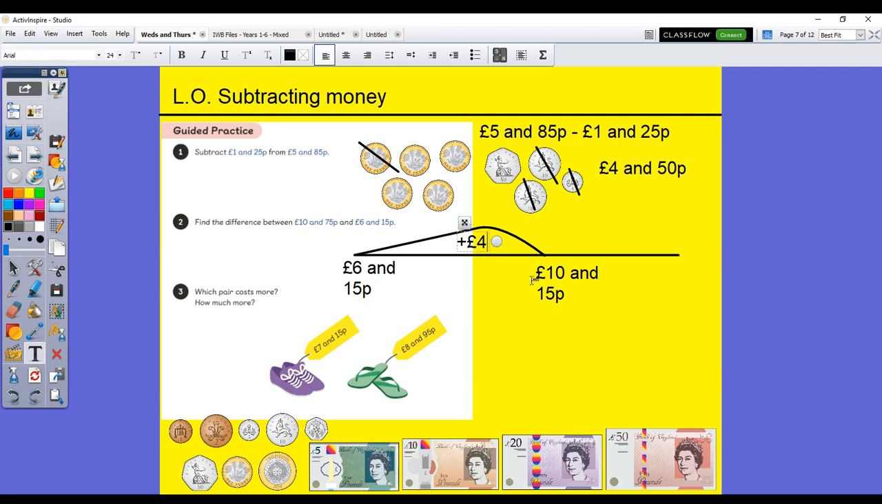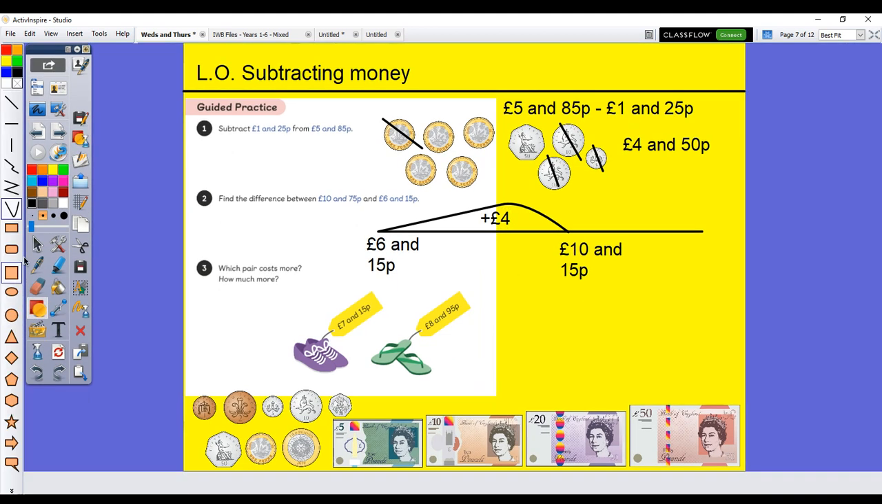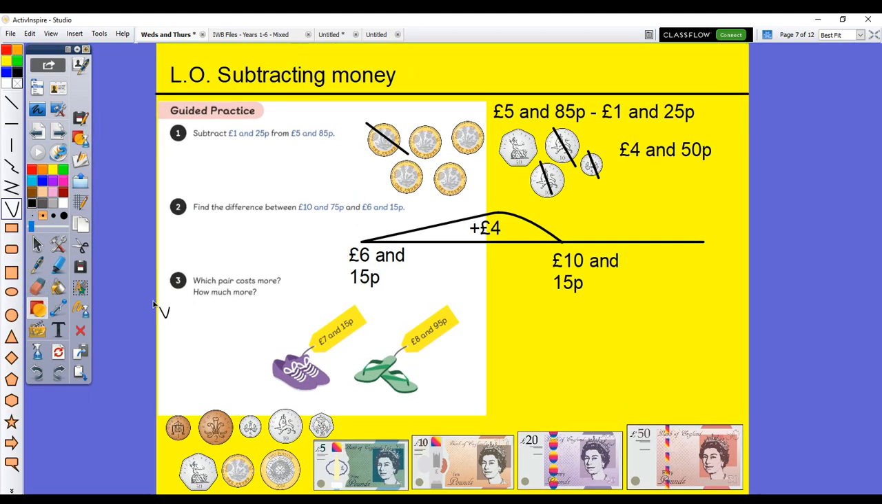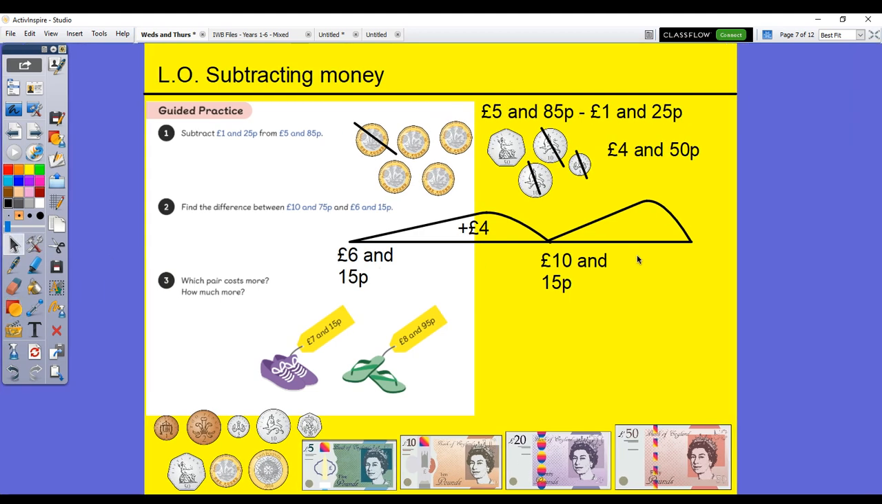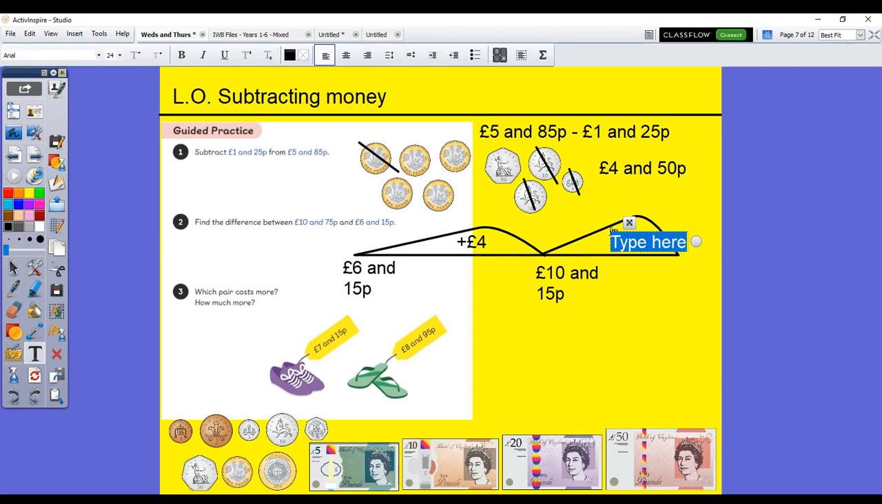We don't need to change the pence because it stayed the same. Actually no, ignore that. We're going to keep counting in 10. So we've got 15p. We need to get to 75p. Okay, so count with me in tens. 15p, 25p, 35p, 45p, 55p, 65p, 75p. So that's going to be another 60p. Okay, and that's going to get us to £10 and 75 pence.